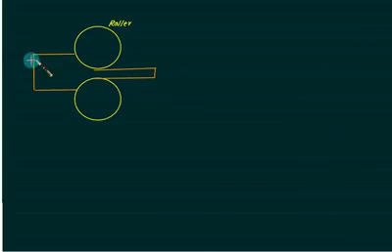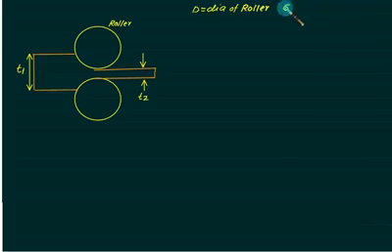So initial thickness is T1, the final thickness is T2, or we can say Tf. D is the diameter of the roller. The roller is very large in diameter, usually 600 mm. T1 is the initial thickness, usually 30 mm. As compared to the roller diameter, the size of the plate is very small.